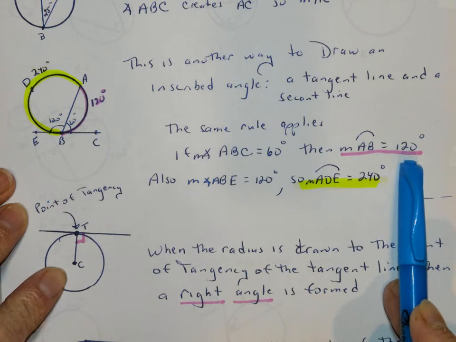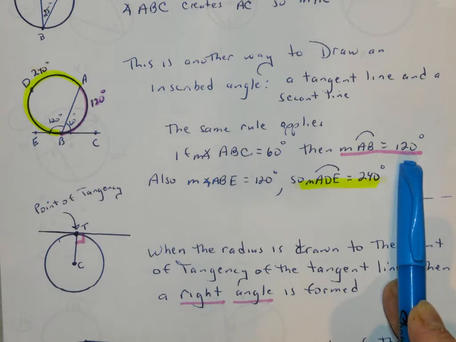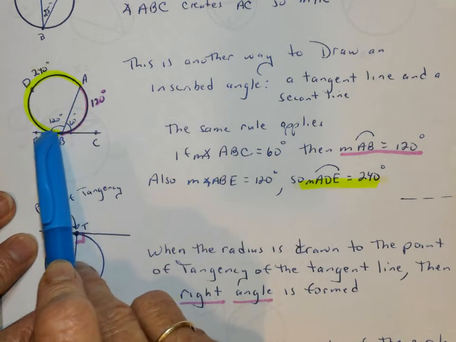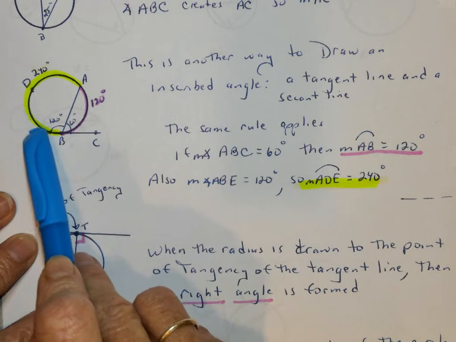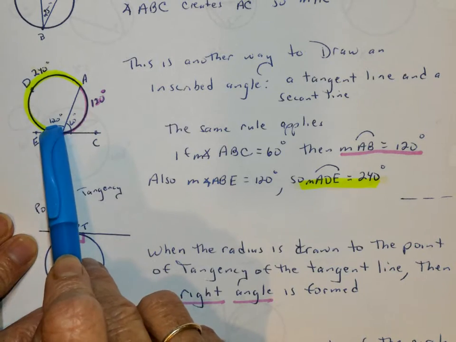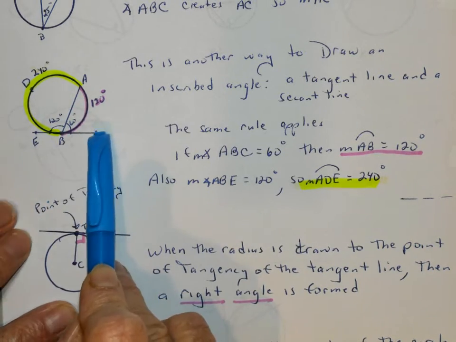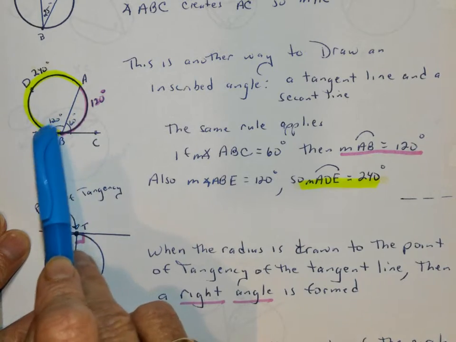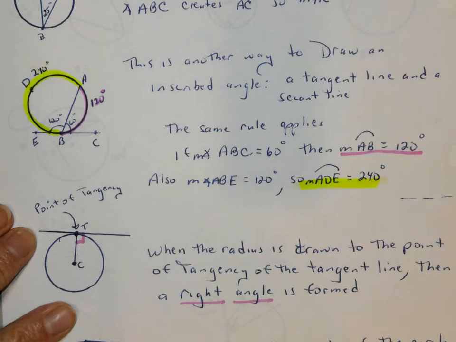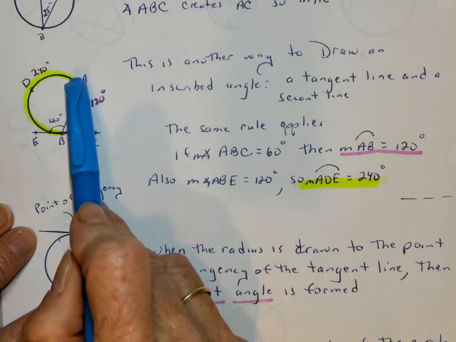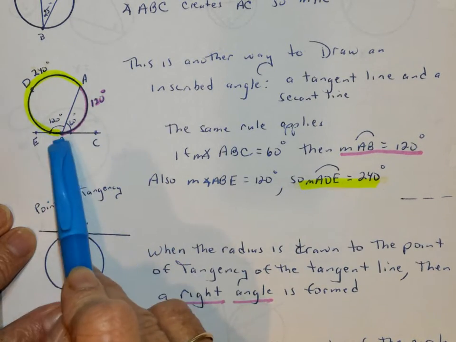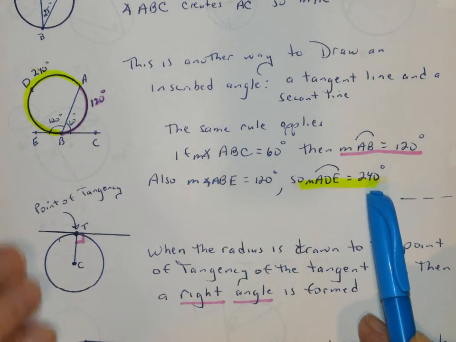So if the measure of angle ABC is 60 degrees, then the arc it creates is going to be 120 degrees. Now let's take a look at the arc ABE. Well, this is angle ABE, which creates arc ADE. And if this is 60 and this is a straight line, you know that this angle is going to be 120. So you have to understand that. You've got to keep your information from previous geometry.